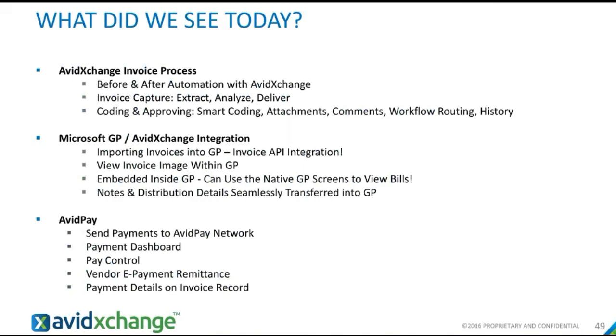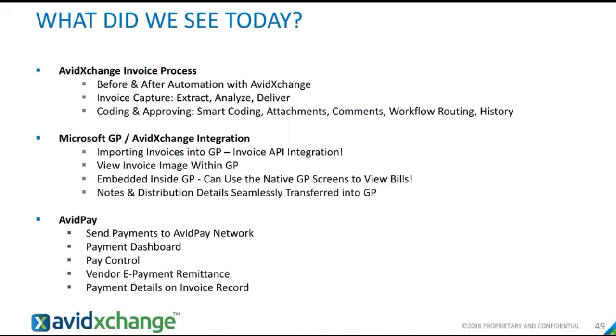Alrighty, so let's review. What did we see today? Well, let's see. Sure, Charlotte, you talked about the invoice process. We did. So we saw kind of before and after automation. We talked about invoice capture. So it's receiving that invoice in a variety of methods, extracting that header detail, and then delivering it, or submitting it to AvidInvoice, which will kickstart an approval.